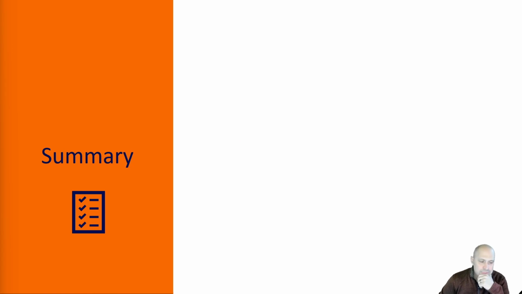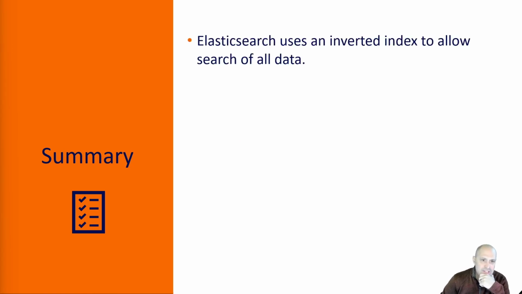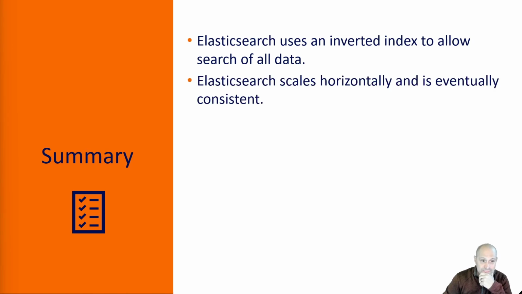All right, let's sum up. Long unit. Elasticsearch uses an inverted index to allow us to search over all of the data. So all the data that gets put into Elastic gets structured for generic keyword searches, but also searches by fields if it can detect the fields. It scales horizontally and is eventually consistent. So it uses a sharding and replication model, and the replications happen on the back channel. You can always read out, but you're not guaranteed to read out exactly what you put in at the time you put it in.